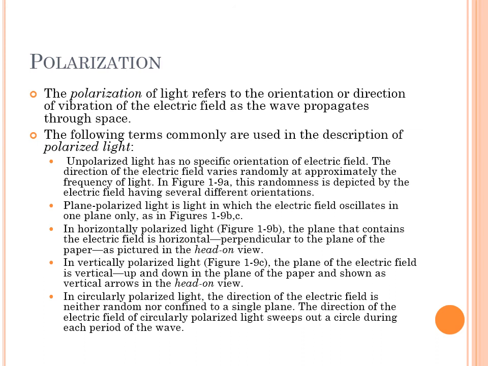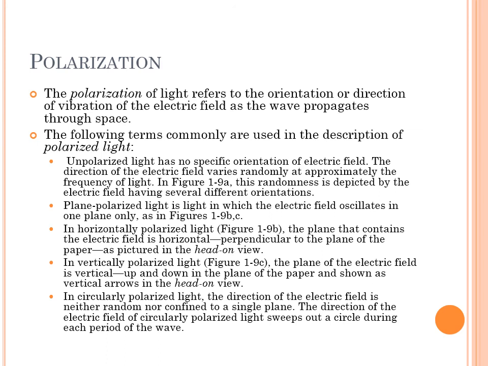In horizontally polarized light, the plane that contains the electric field is horizontal, perpendicular to the plane of the paper, as pictured in the head-on view. In vertically polarized light, the plane of the electric field is vertical, up and down, in the plane of the paper, as shown with vertical arrows.